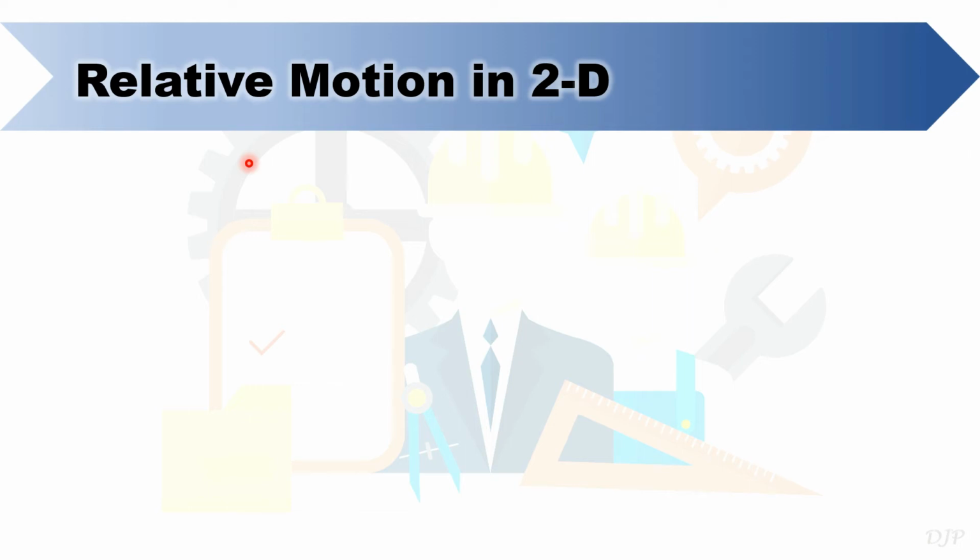Let us now proceed to discuss relative motion in two dimensions. So to derive the necessary formulas, let's consider this coordinate plane, in which point O is the origin and also the reference point in describing the position of any particle. If we have particle A, we can denote its position as S sub A.